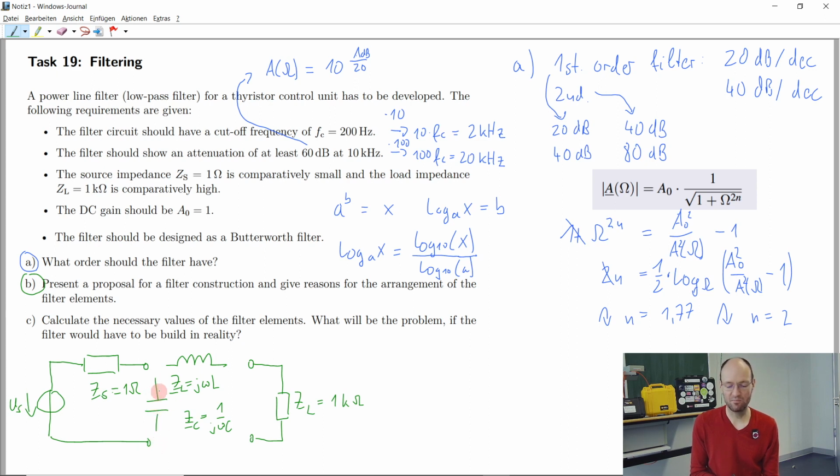And I think, maybe we can try it later on, but I would say this arrangement will not work that well because we have a rather low impedance here. And so we also have a low impedance here, low impedance and low impedance. Okay, but it's not super efficient.